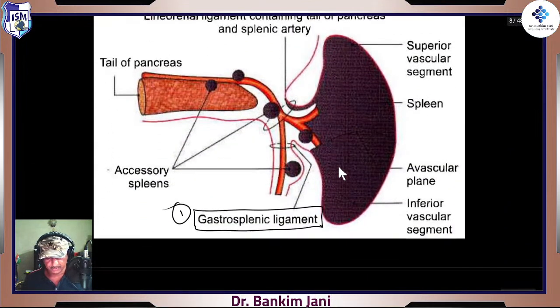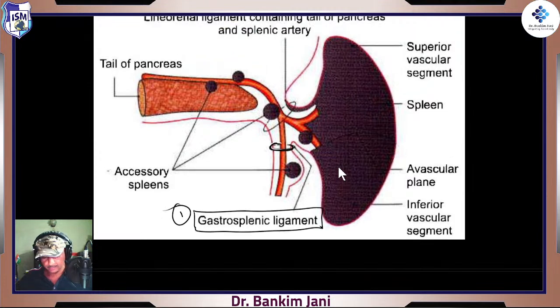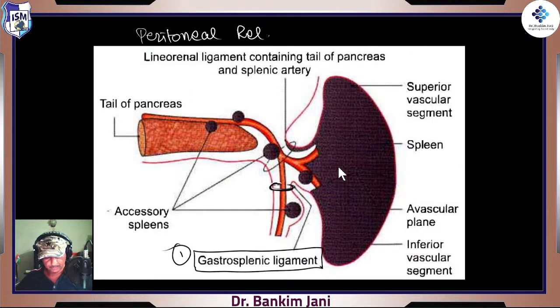Same thing when it is seen over here. So that is gastrosplenic, right? This would be the location. This is the gastrosplenic. And another one, that is the linorenal.